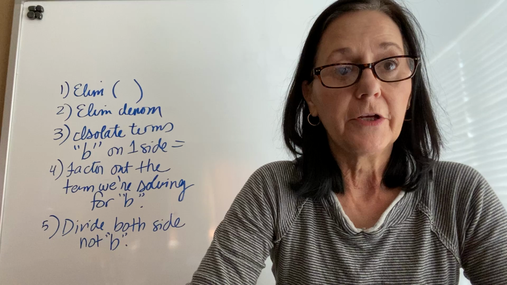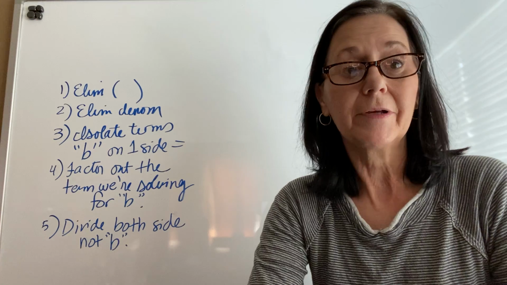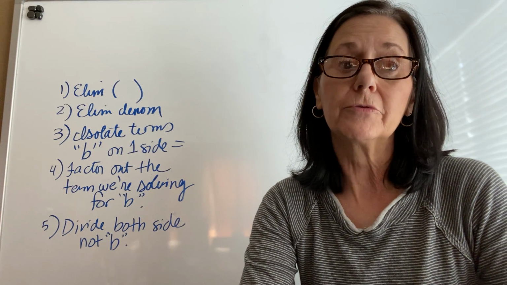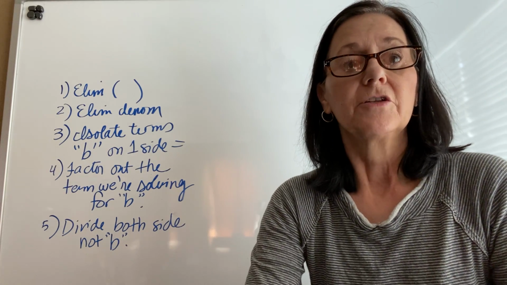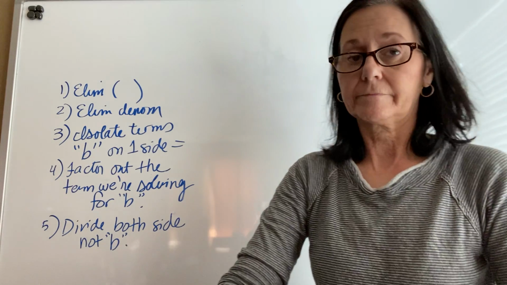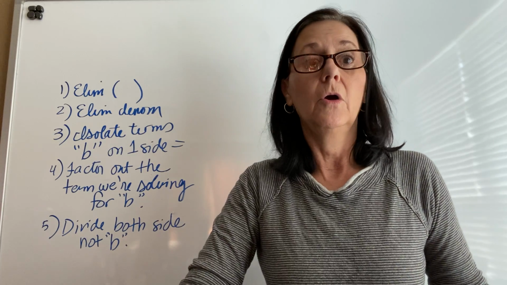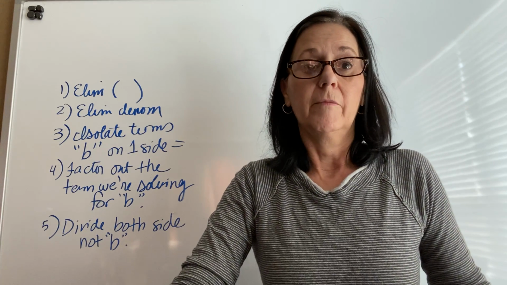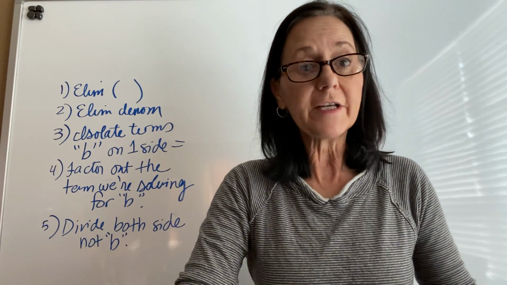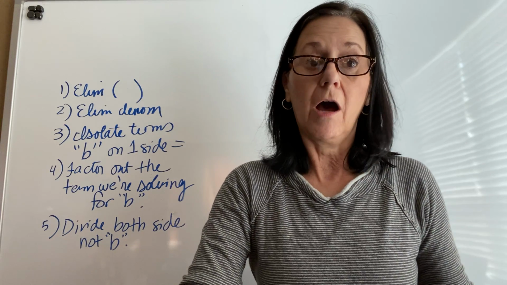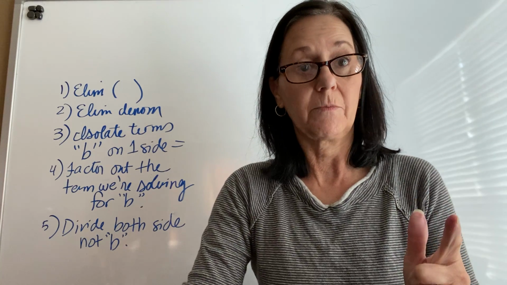So the first thing we're going to do is eliminate the parentheses. The way we will eliminate the parentheses is typically through distribution. We're going to distribute a term that's on the outside of the parentheses so that we eliminate the parentheses. Then, because we have an equal sign in these equations, we're going to eliminate the denominators. Remember, if we have an equal sign, we eliminate denominators by multiplying every term by the common denominator. So equal sign, eliminate denominators. Equal sign, we're eliminating denominators, right?